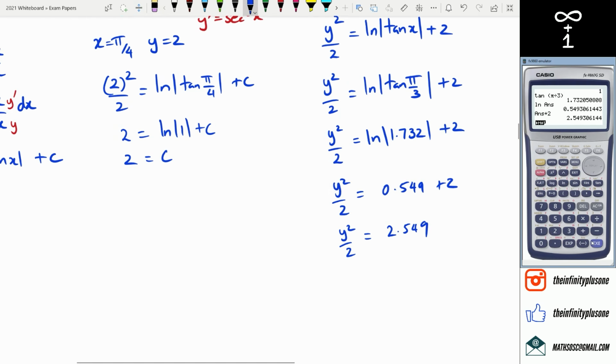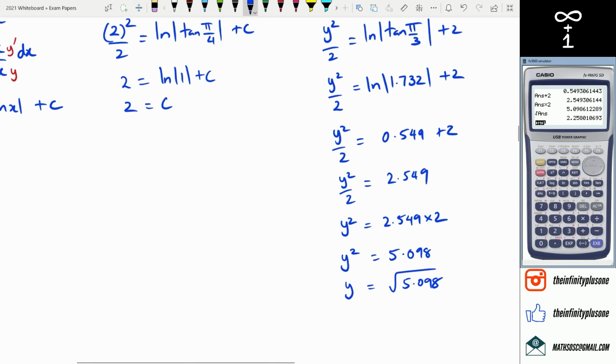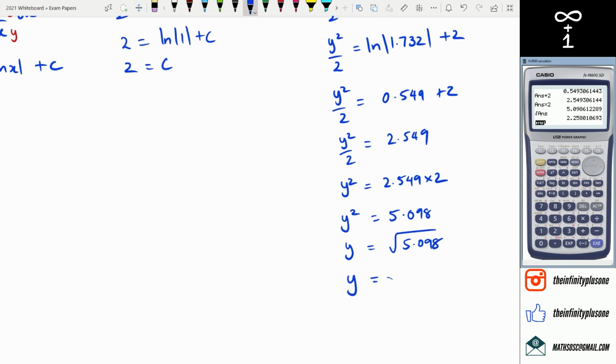Then I've got y squared equals 2.549 multiplied by 2, so that's 5.098. And again, I've not really got rid of my answer from the calculator yet. I'm working with the calculator and on my paper as well. So now I can say that y is equal to the square root of 5.098. I'm going to put in the square root symbol in the calculator and use my answer function, which gives me y is equal to 2.258.